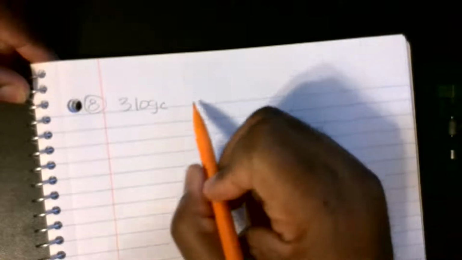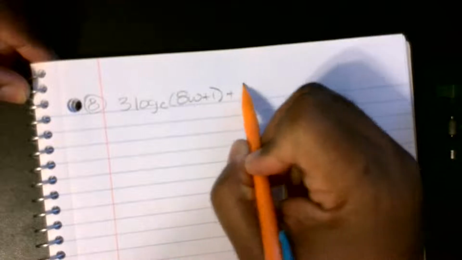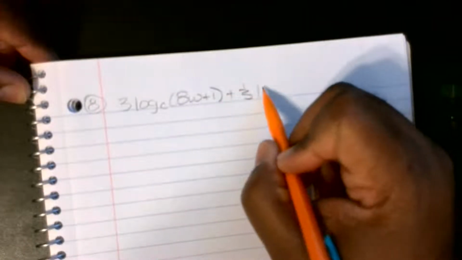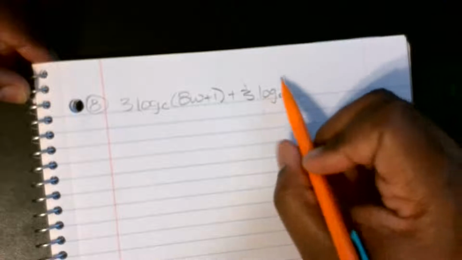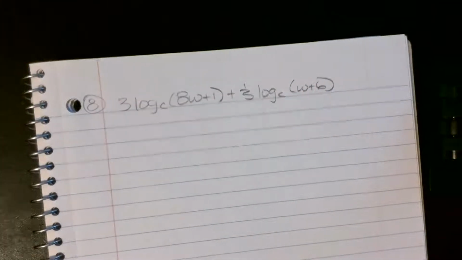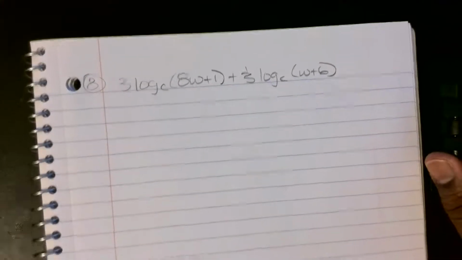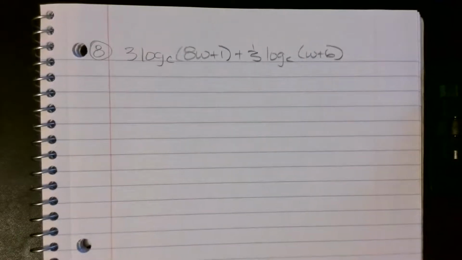So we have 3 log base c of 8w plus 1, plus 1/5 log base c of w plus 6. And we have been asked to write this expression as a single logarithm. Okay, I don't like that. All right, that's better. All right, we're going to use the same properties that we used earlier, and we're going to put them together.